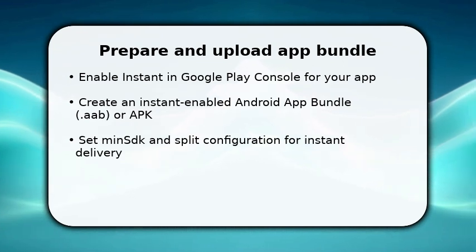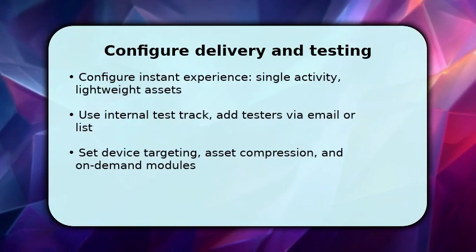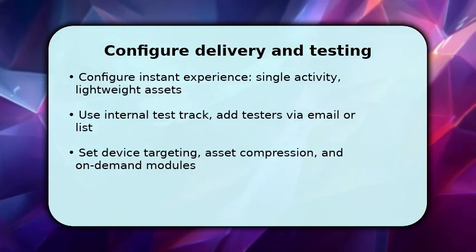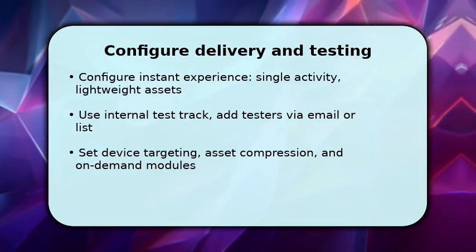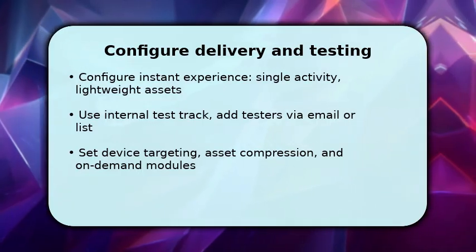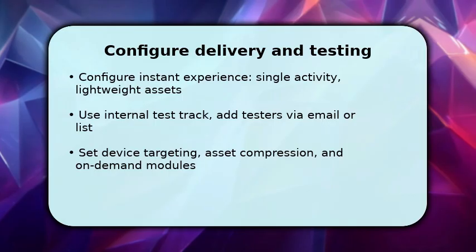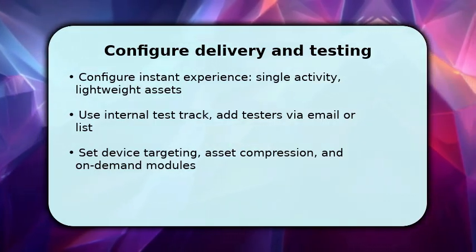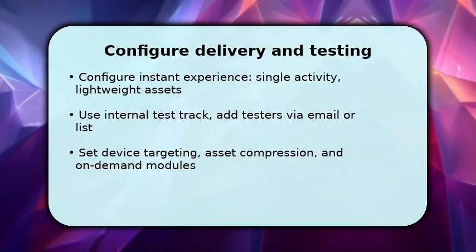Next, you configure how the instant experience is delivered and test it. Make sure your instant entry point is a single activity and trim resources so launch is fast. Configure dynamic feature modules as on-demand and compress assets where possible. This reduces startup payload. Upload to the internal test track and add tester emails or a group.